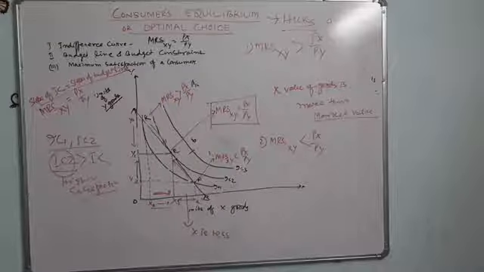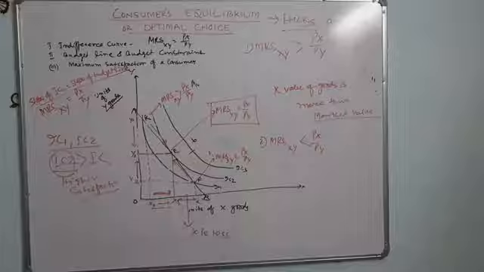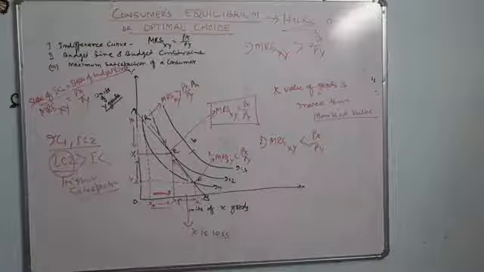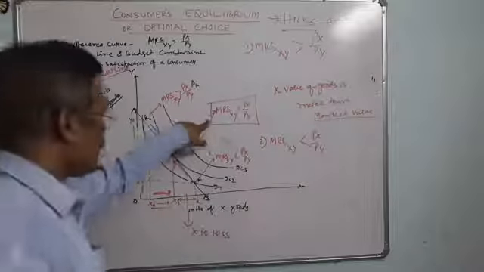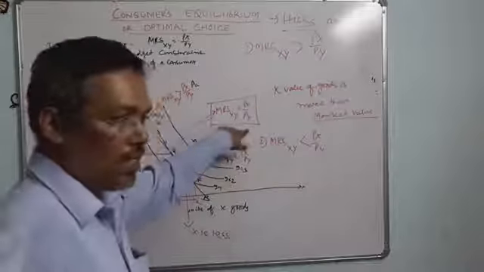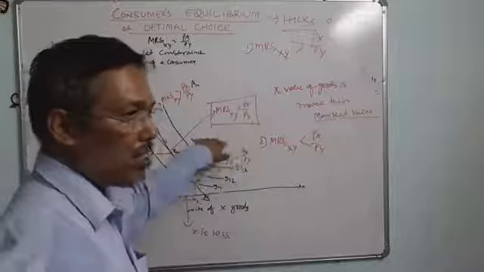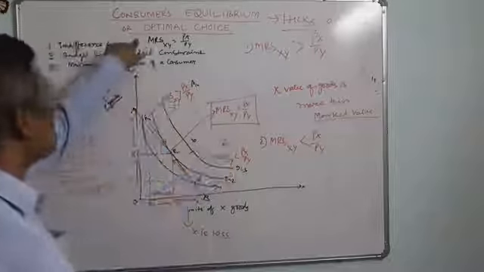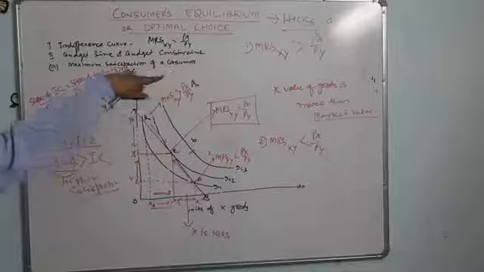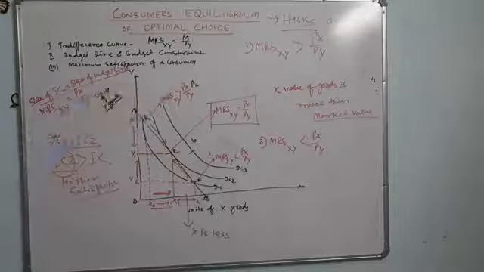So condition 1: the marginal rate of substitution of X for Y equals price X upon price Y, and the slope of the indifference curve equals the slope of the budget line. That is why E is the point where the marginal rate of substitution of X for Y equals Px upon Py. This is the indifference curve approach to equilibrium, or consumer's equilibrium, or optimal choice, or Hicks analysis.